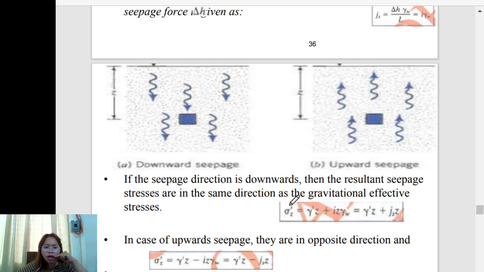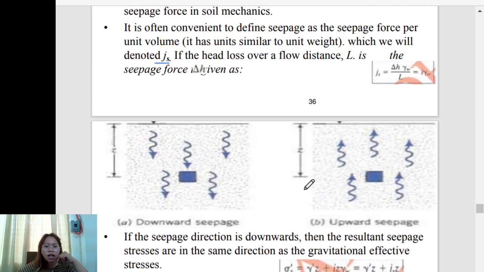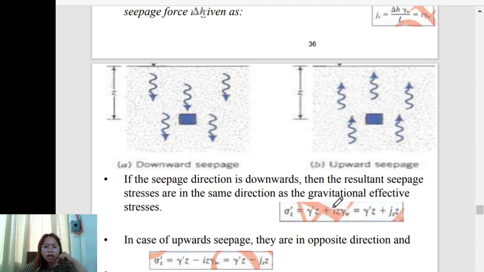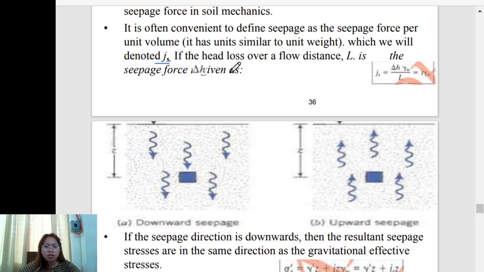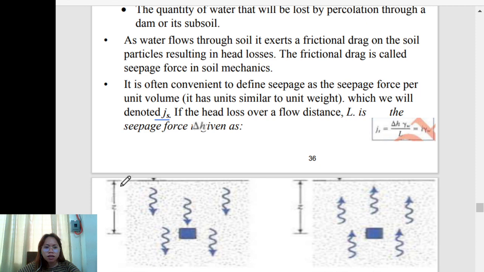Now effective stress sigma bar at Z is equal to the unit weight of the soil times Z plus the hydraulic gradient times Z times the unit weight of the water. That is equal to gamma prime, the buoyant unit weight of the soil, times Z plus J sub S, the seepage force per unit volume, times Z, at a certain distance from the top.